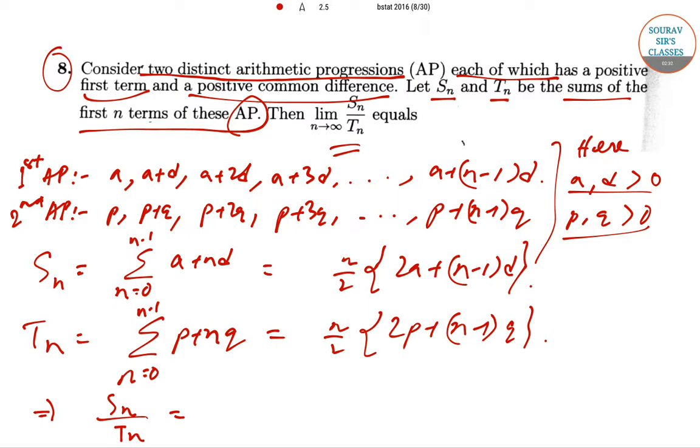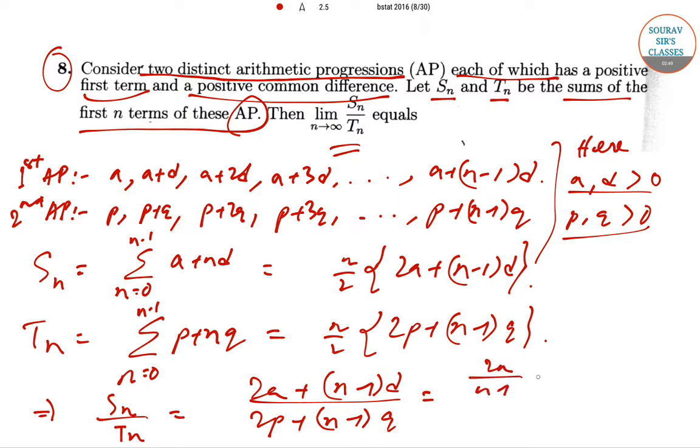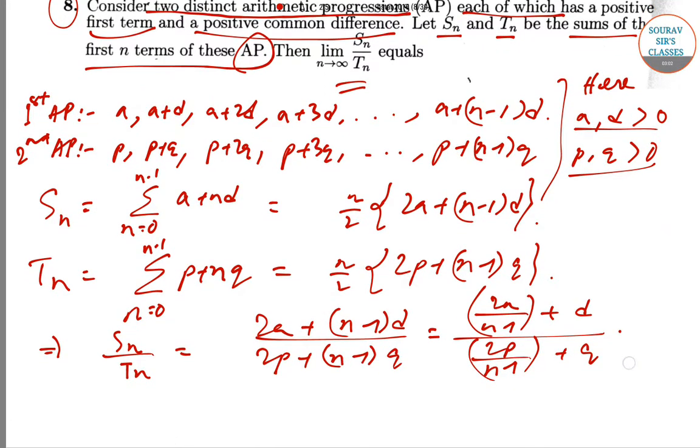So this implies that Sn by Tn will be equal to n by 2, and n by 2 will cancel off, and this will give us (2a plus (n minus 1)d) by (2p plus (n minus 1)q). So upon dividing the numerator and denominator by n minus 1, we'll get (2a by (n minus 1) plus d) upon (2p divided by (n minus 1) plus q). So this is the structure of Sn by Tn.